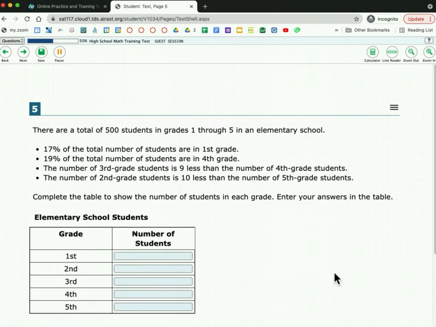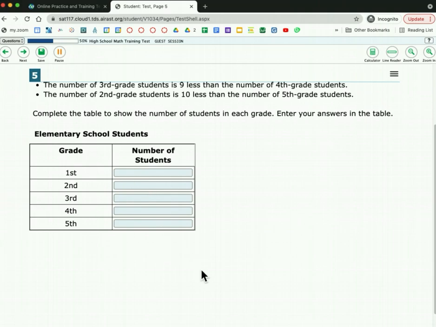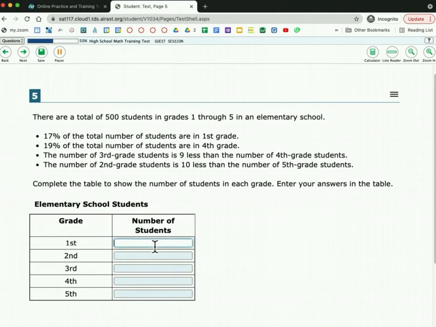Cool. All right, for number 5, we have a table. We have to fill in something for each of these pieces here. So it says complete the table to show the number of students in each grade. Enter your answers in the table. So there are 500 total students. So I know these have to add up to 500.